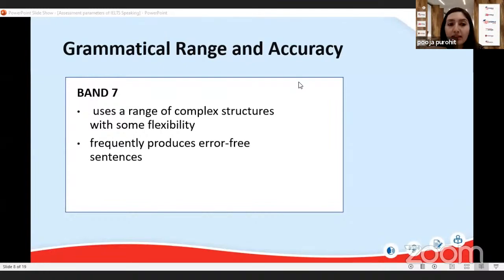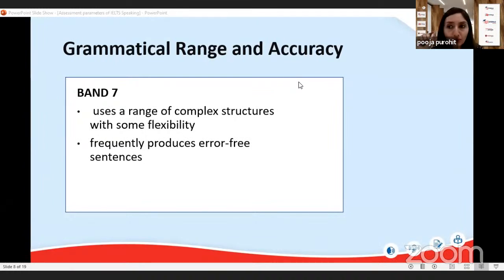So this is where you need a little more practice, work on yourselves, try using not just simple sentences to frame your answers, but also complex and compound sentences. Okay, as आप लोग ने chat box में कई सारे जनों ने लिखा है, I could figure out that you were framing those sentences, and this is how you should practice. So for your band 7, you need to use a range of complex structures with some flexibility. Flexibly आपको use करना चाहिए, and frequently produce error-free sentences.